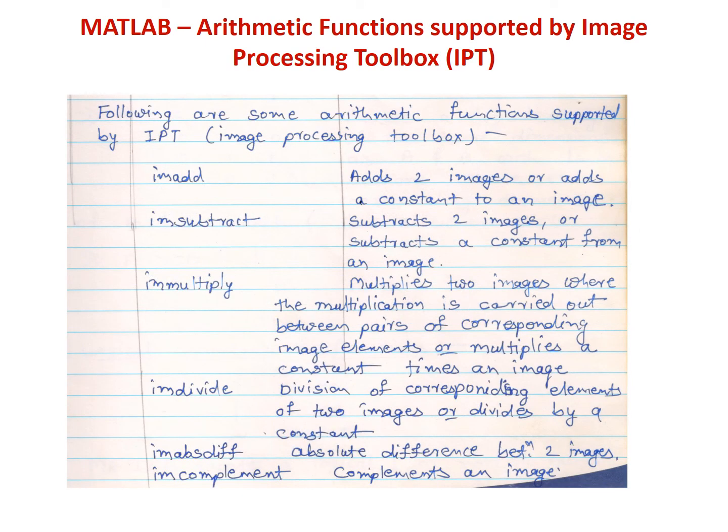Now here are some arithmetic functions supported by the Image Processing Toolbox, that is IPT. The first one is imadd. This will add two images or add a constant to an image. After this, imsubtract subtracts two images or subtracts a constant from an image. Then immultiply multiplies two images, where the multiplication is carried out between pairs of corresponding image elements, or multiplies a constant times an image.